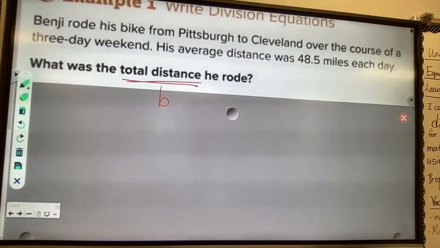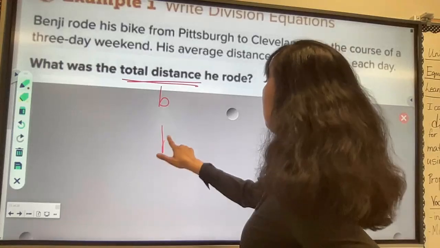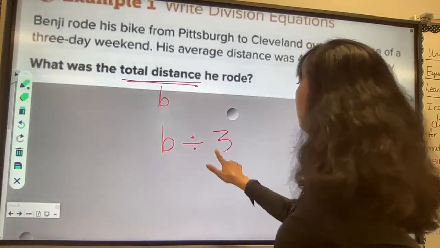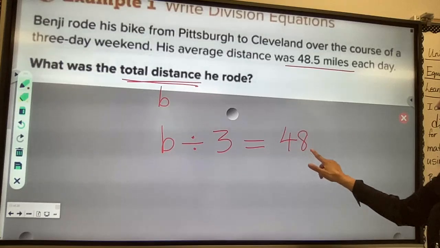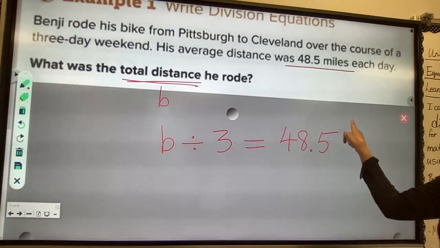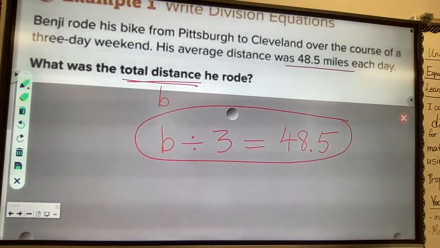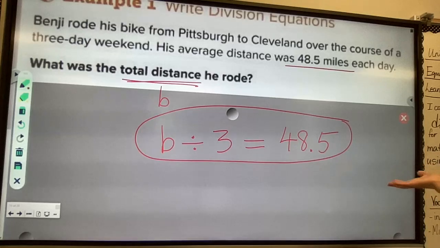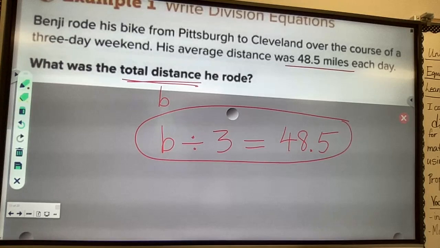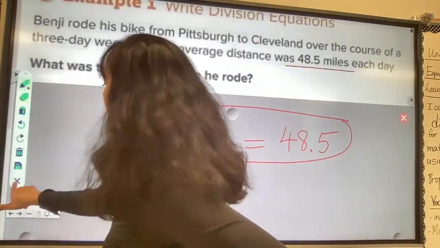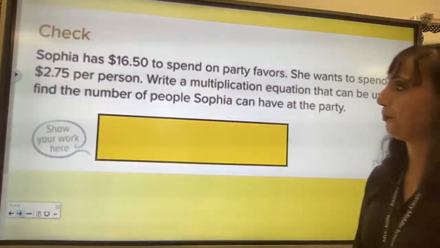All right, and so we've got to write an equation. We are going to divide b by 3 to equal 48 5/10. So here is my equation written out. The equation that I've just written, b divided by 3 is equal to 48.5/10, can be used to find the total distance that Benji rode. So let's do another problem really quick.